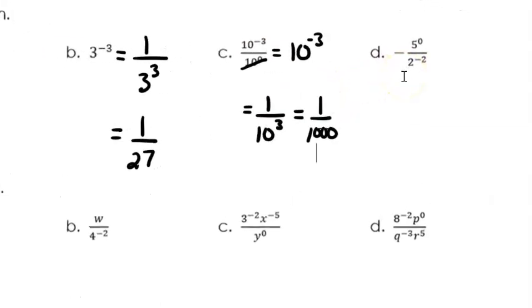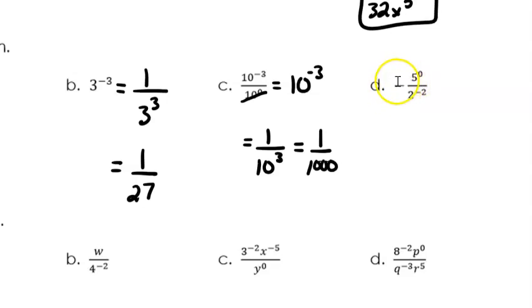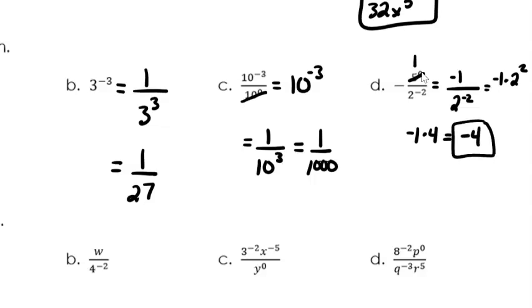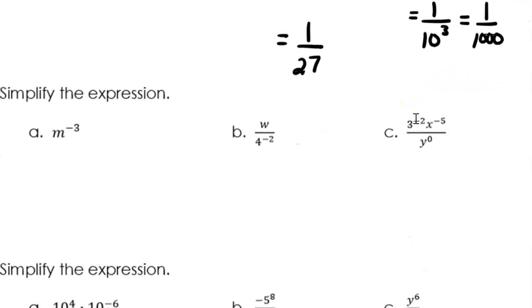Okay, on D, this one's a little different. So it has this negative. Notice that the negative is kind of outside the fraction. So only the 5 is being raised to the 0 power. So the 5 to the 0 power becomes 1. All right, and so think of this like we have -1 over 2 to the -2. That negative exponent right there is going to bring the 2 up. So it is going to bring it up here by the 1, the -1. So it's -1 times 2 squared. 2 squared is 4. And so you get -4.